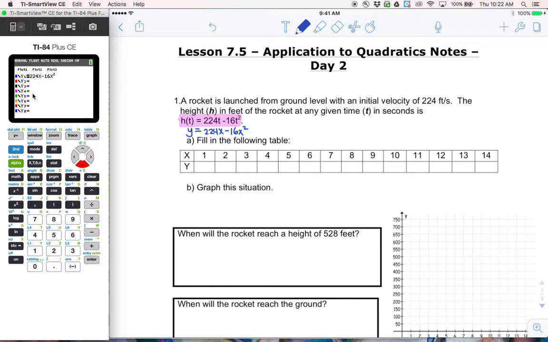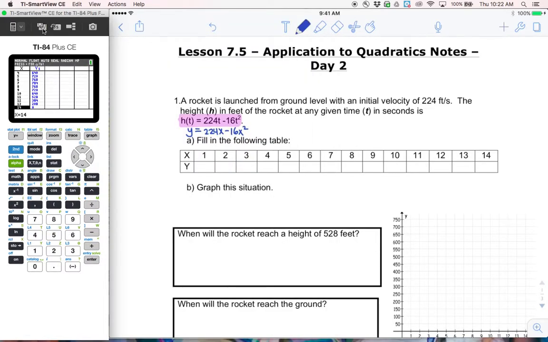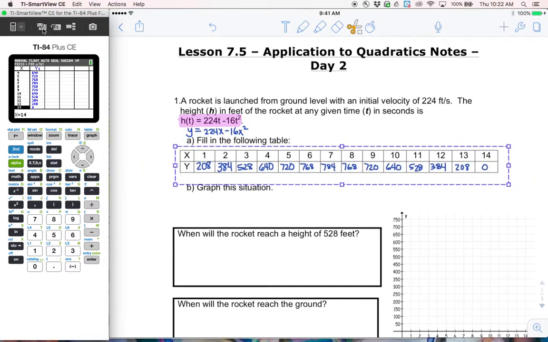The first thing we're asked to do in part A is to fill in the following table. So I'm going to go to the table in my calculator, which means second graph. We can see all these different points in our table, and we want to go all the way to 14. So you'll be writing all these numbers down all the way to 14. I already did this to save some time, so here are the numbers that I found. You can pause the video and copy these numbers down from my calculator screen, which you can still see most of.